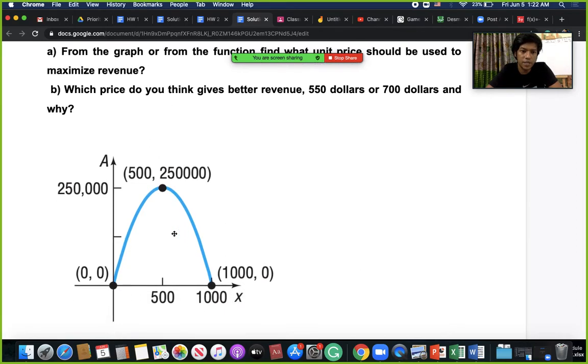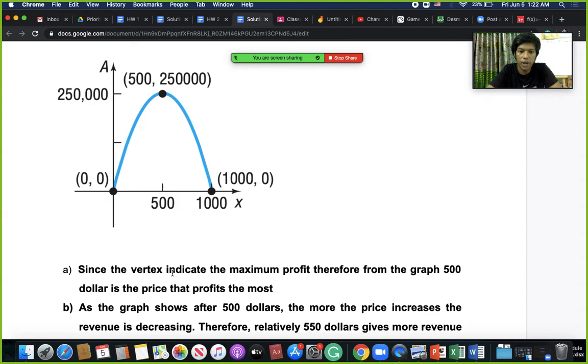So you see, maximum revenue is here. Here is the maximum revenue, and this is the value of the maximum revenue. The maximum money is here, and for which price do you get this maximum revenue? $500, right? So that's why my first answer is, since the vertex indicates the maximum profit, therefore from the graph, $500 is the price that profits the most.